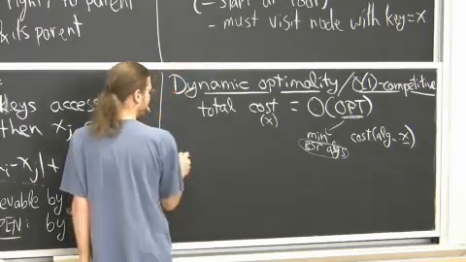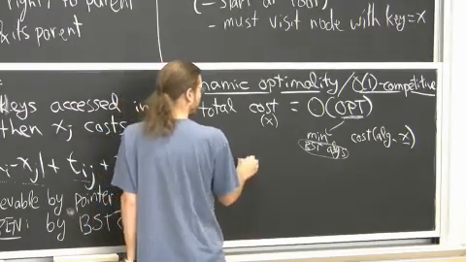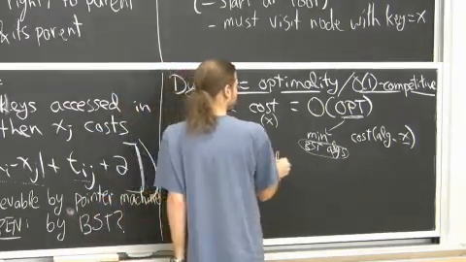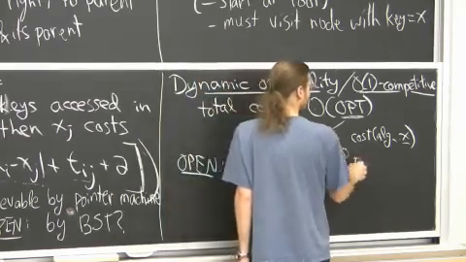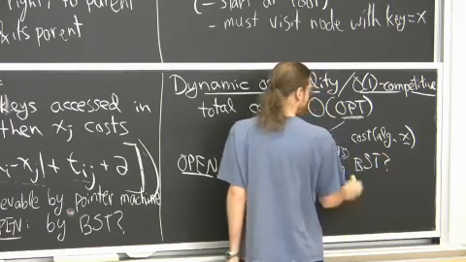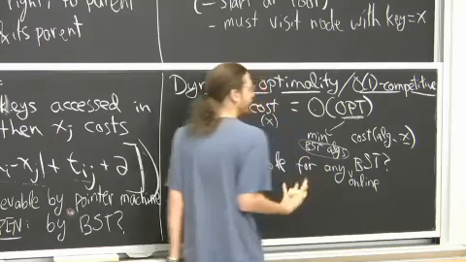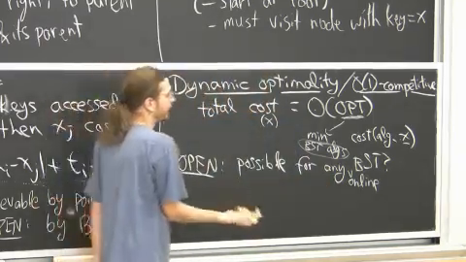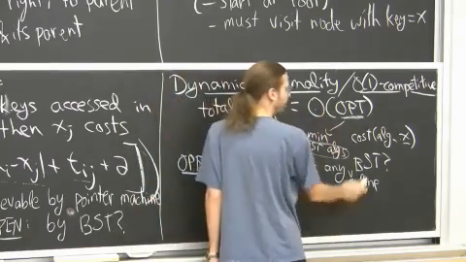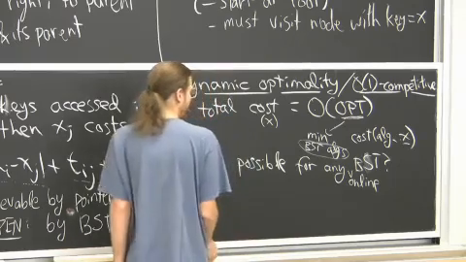Open question. Is this possible? And of course, we're only interested in online solutions. So you want to build a binary search tree that doesn't know the future, doesn't know what accesses are to come, but it has to be within a constant factor of the offline solution that does know. We don't know whether this is possible.